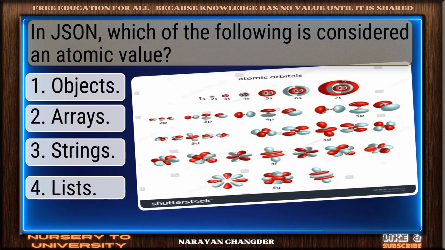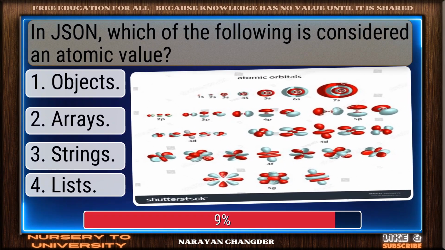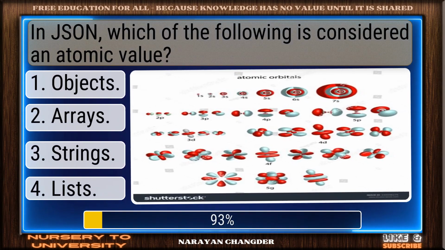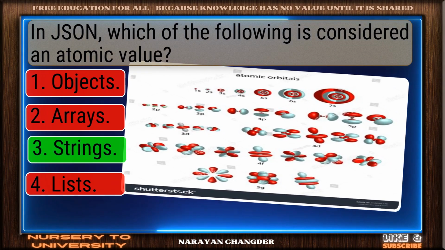Question number 19. In JSON, which of the following is considered an atomic value? Correct. Strings is the right answer.